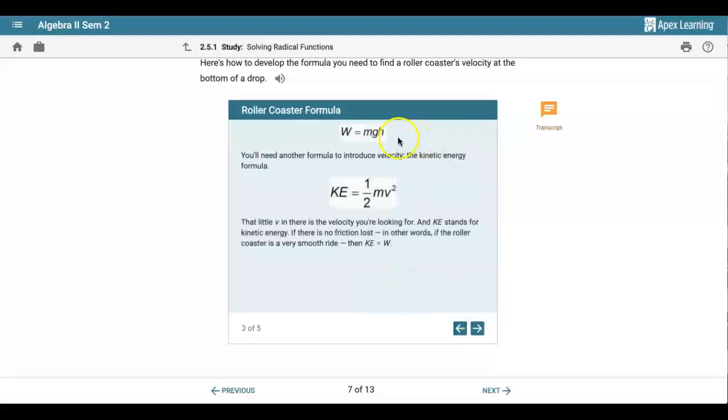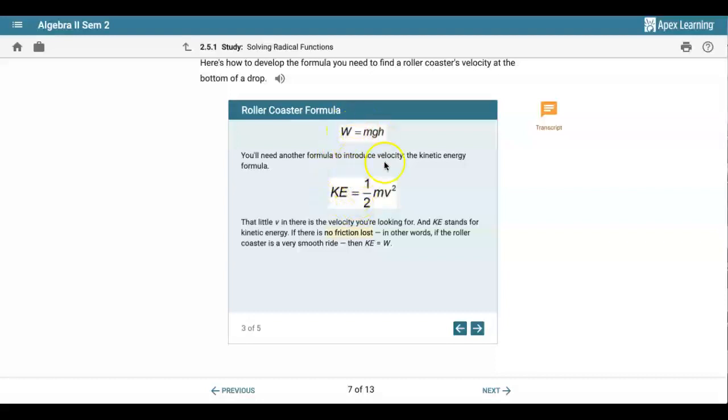So we need another equation here. And there's this thing called kinetic energy. KE is equal to 1/2 mass times velocity squared. So if we don't lose any energy due to friction, if we have a completely smooth ride, then this W here is going to be equal to our KE. So our potential energy is equal to our kinetic energy. Potential energy is how much energy you have at the start before you start moving. It's as much energy as you could possibly have. And kinetic energy is our energy as we're moving.